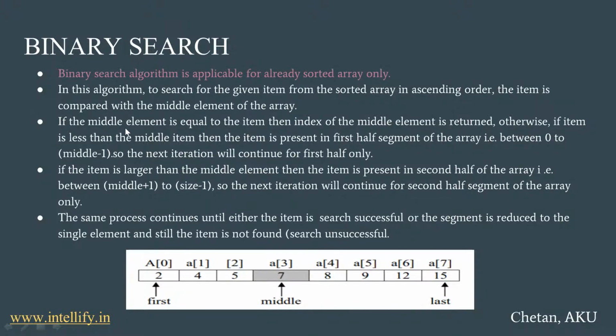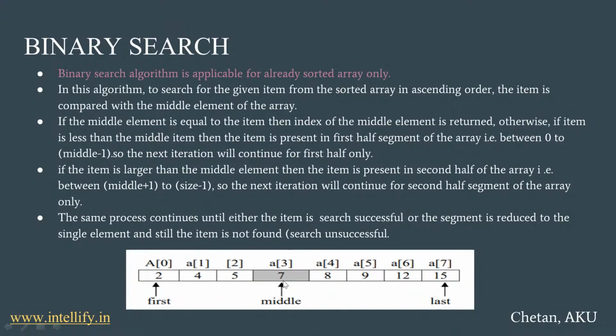Second, if the middle element is equal to the item, then the index of the middle element is returned. Otherwise, if the item is less than the middle item, then the item is present in the first half segment of the array, that is between 0 and middle minus 1. So the next iteration will continue from the first half only.